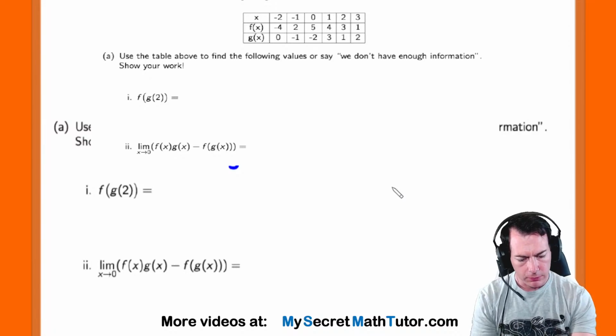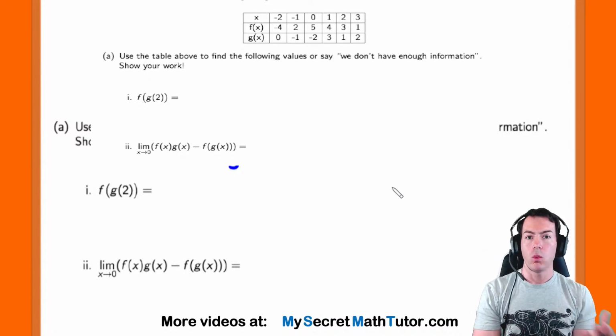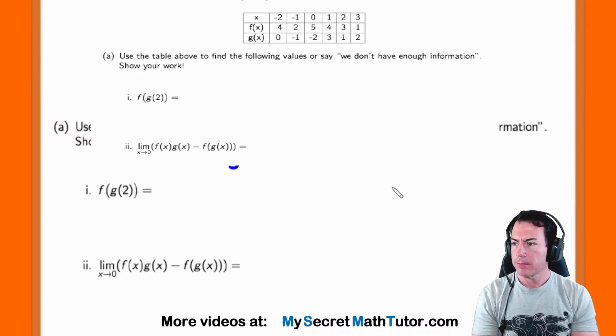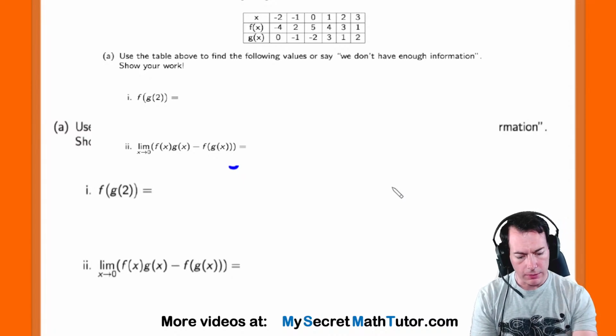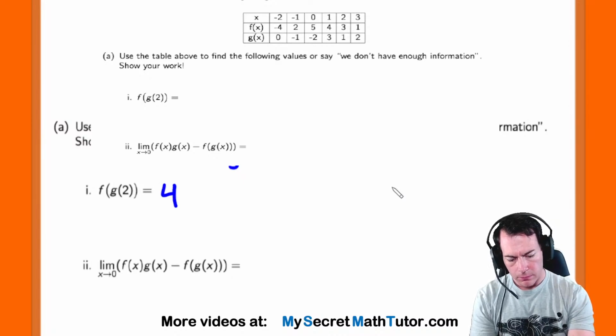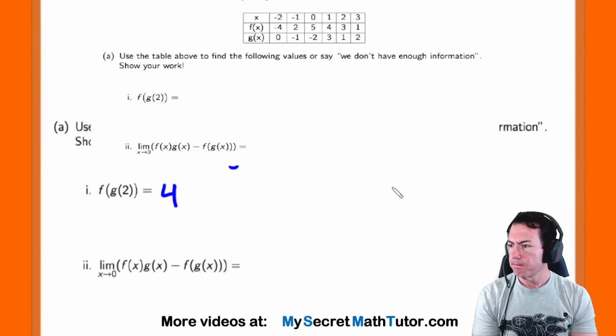Let's just write that here. So if I put 2 into g, I get a 1. What happens if I put 1 into f? So I'm looking at that column, I'm looking at f as the row. It looks like I get a value of 4. So that goes in f, and I get a value of 4. So that would be the value of this one, just 4.